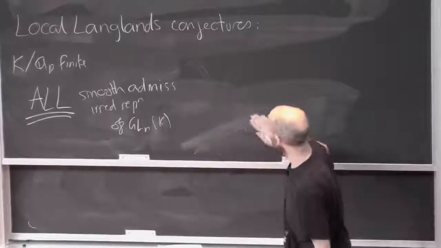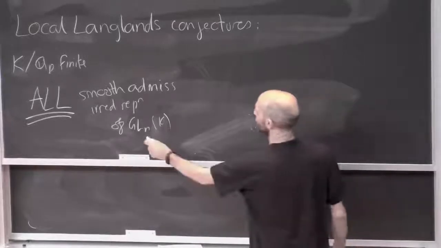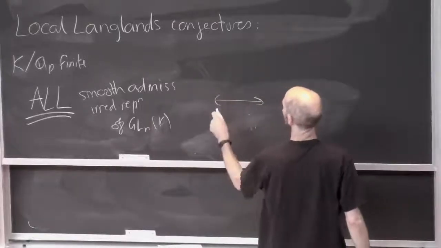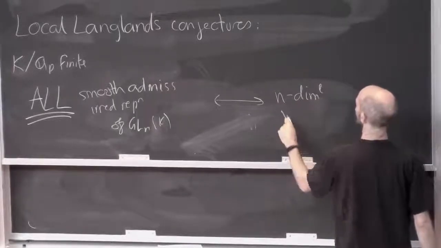So we do all smooth, irreducible, admissible representations of GL_n of K, and they're supposed to match up with some n-dimensional Weil-Deligne representations.